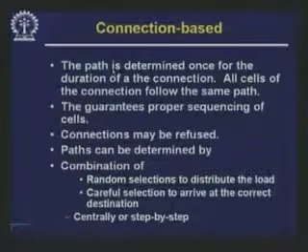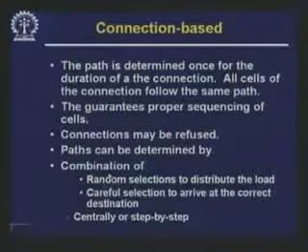That means, once a connection is set up, a particular path is designated, and this is the path all the cells originating for this particular call will take. So, all cells of the connection follow the same path. This guarantees proper sequencing of cells. Of course, they will now go in order. Connection of course may be refused. That means, when you are trying to set up a connection, you find that in an intermediate stage there is not enough resource, there is too much contention for that. So, the connection may be refused.